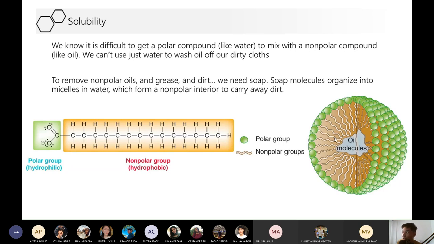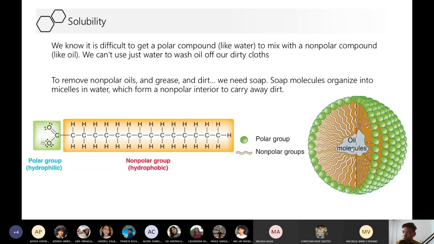So ganun lang. And ito rin yung reason why we have to wash our hands, especially during the times of COVID-19. Ang ating viruses, they are encapsulated with a non-polar coating. Yung lipid bilayer ng protein, yung sa capsule ng coronavirus, that's non-polar. And that can be trapped by this hydrophobic tail ng ating detergent.